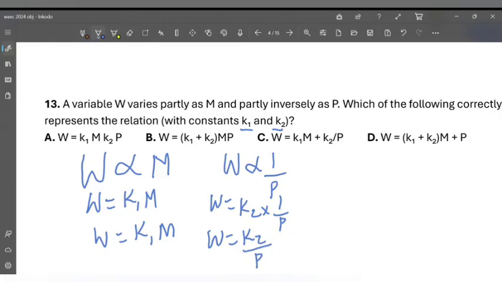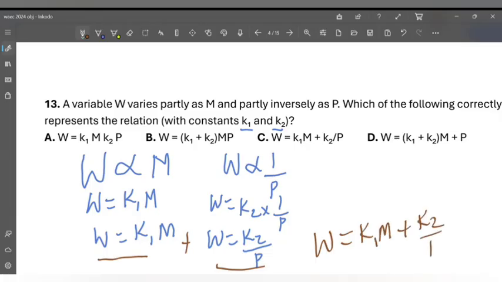Now, since it's a partial variation, if you add this part plus this part, then you get the whole variation. So the full relationship will now be w is equal to k1m plus k2 over p. All right. Looking at that, that is option C.